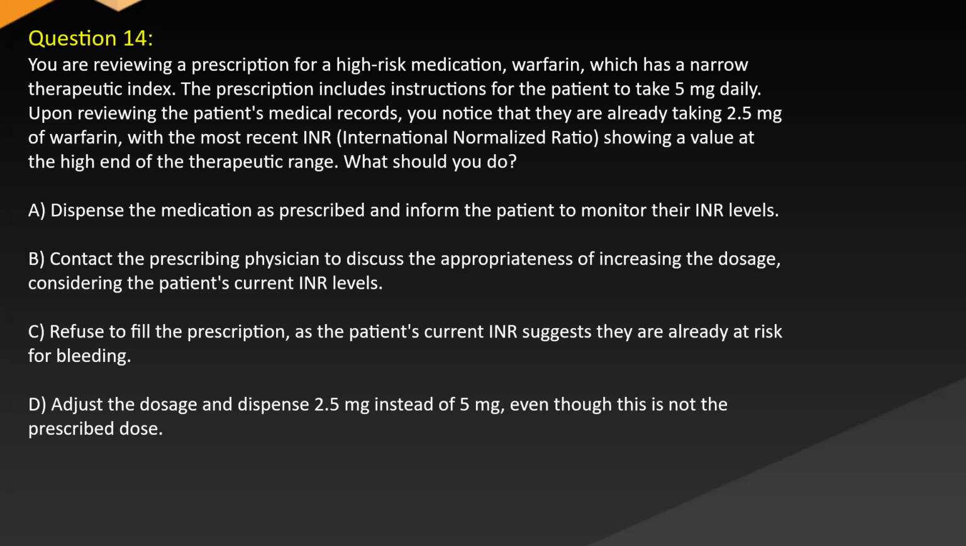A. Dispense the medication as prescribed and inform the patient to monitor their INR levels. B. Contact the prescribing physician to discuss the appropriateness of increasing the dosage considering the patient's current INR levels. C. Refuse to fill the prescription as the patient's current INR suggests they are already at risk for bleeding. D. Adjust the dosage and dispense 2.5 mg instead of 5 mg, even though this is not as prescribed.